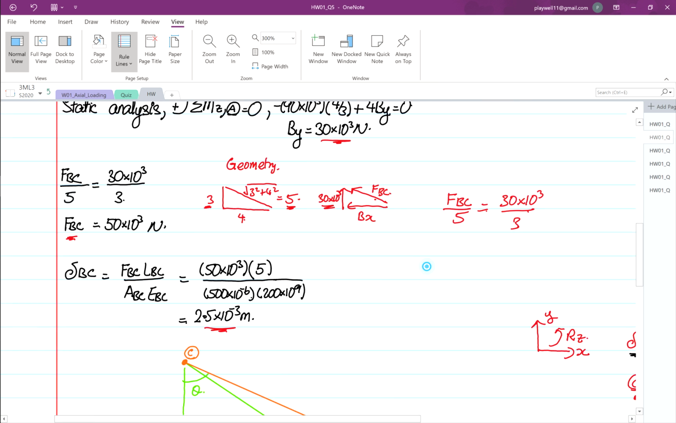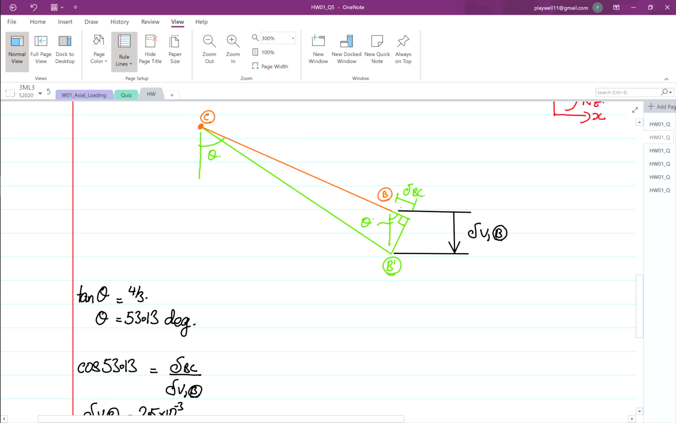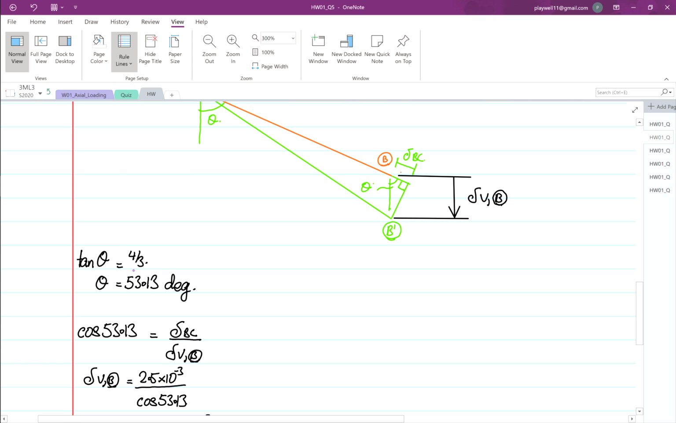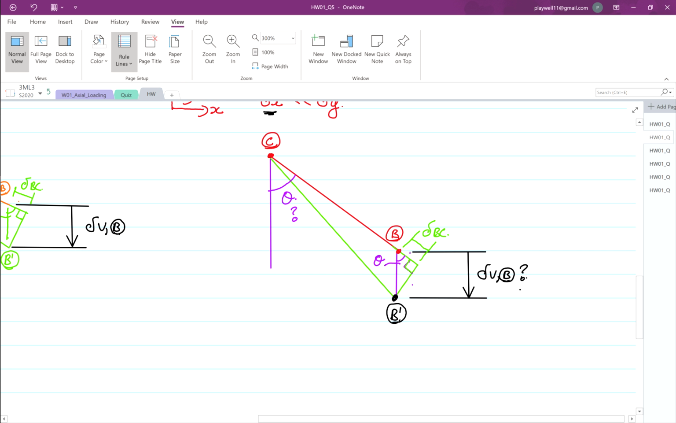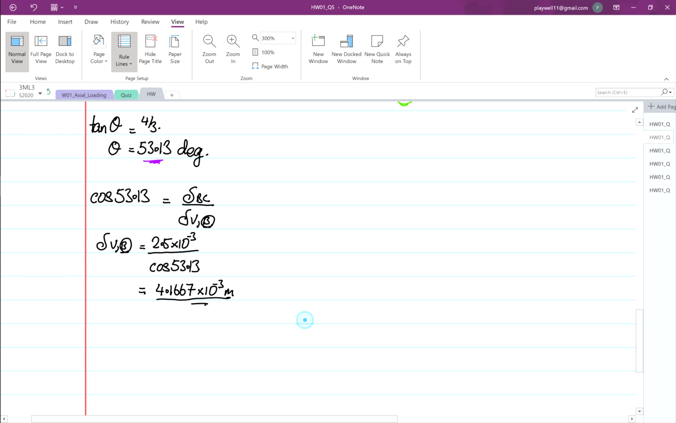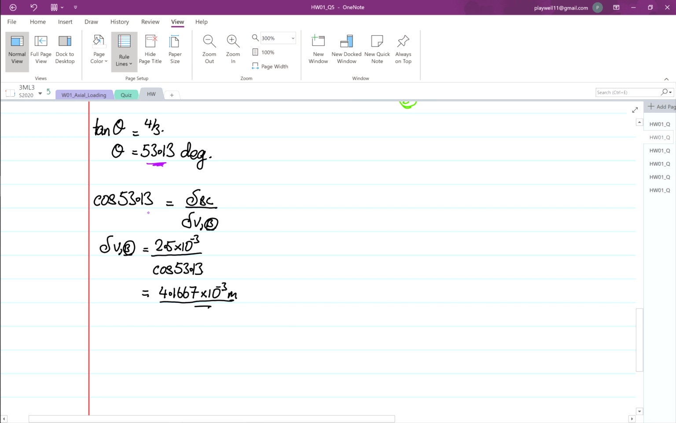Okay, so tangent theta is equal to 4/3, so the angle you find is 53.13. Then you use cos. Why do we want cos? Because we want to relate deflection BC with delta VB. So cos 53.13 is equal to deflection VC over the vertical deflection of point B, and then finally your answer is the same.